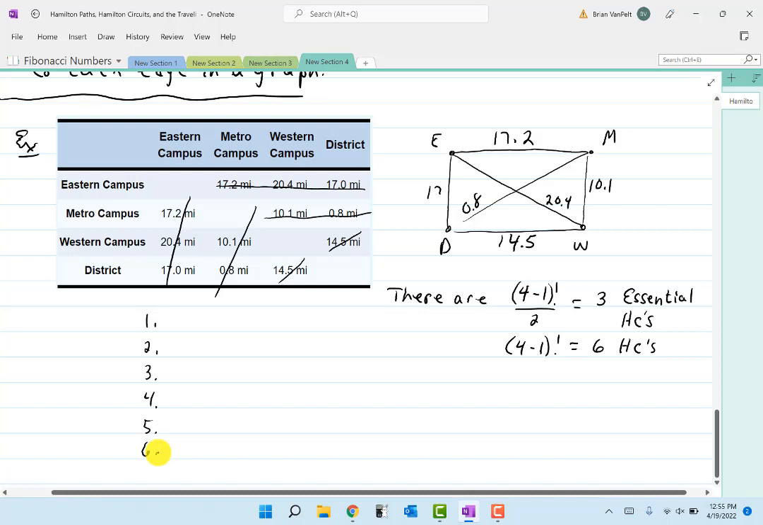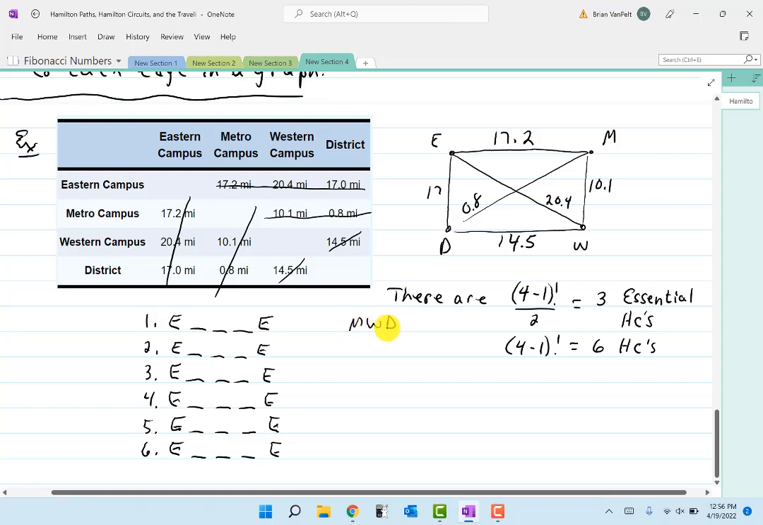So let's go ahead and start with E blank blank blank E. Same with the next one. All right, now the letters that we have between the E's are going to be all the possible arrangements of the letters M, W, D. So I'm just going to start looking at that, MWD.